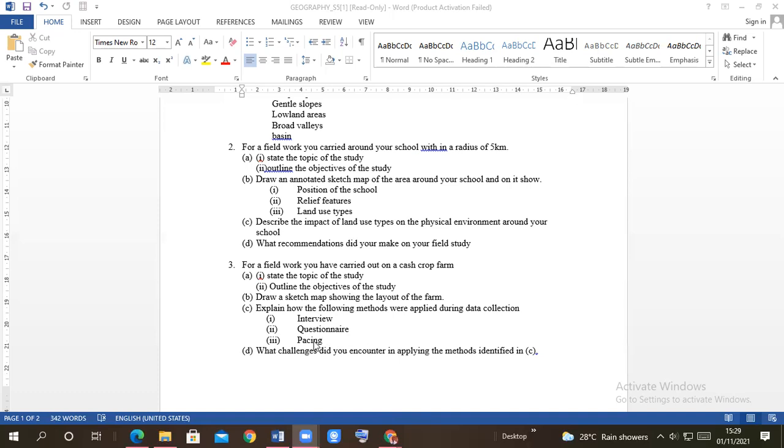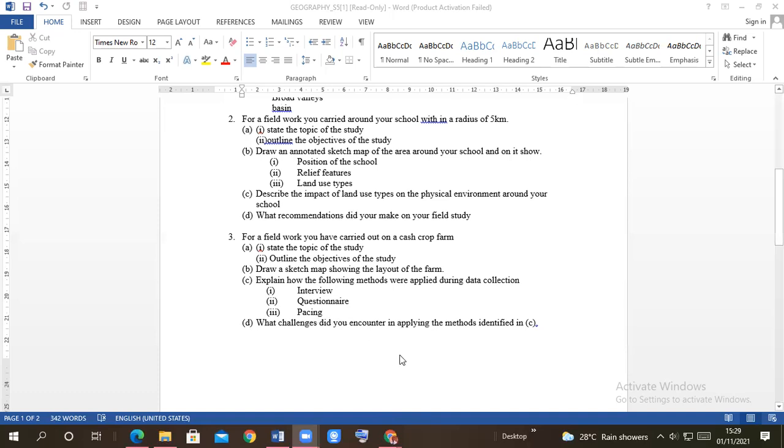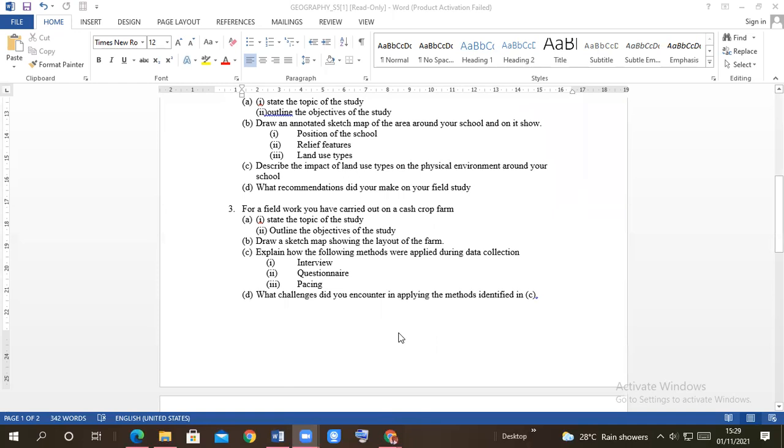Then pacing. Tell us when you were in that estate, you paced from the main road to the gate. What did you find out? How many meters? Then lastly, what challenges did you encounter? We say the challenges here, you give a challenge and it's a limitation. I faced a challenge of a heavy downpour, which limited me from writing down the problems first. I faced a problem.